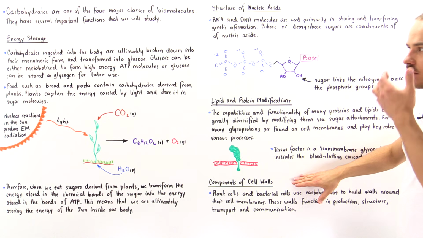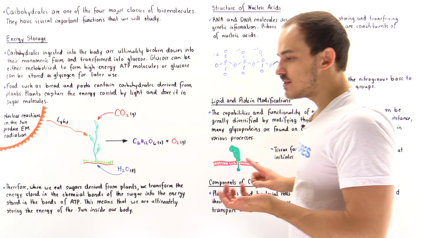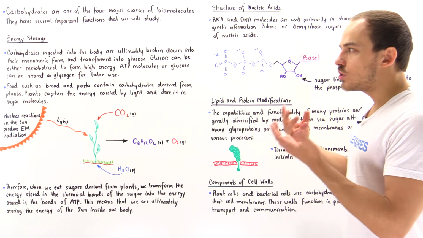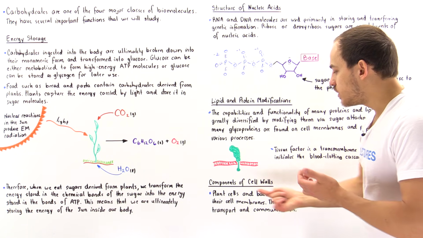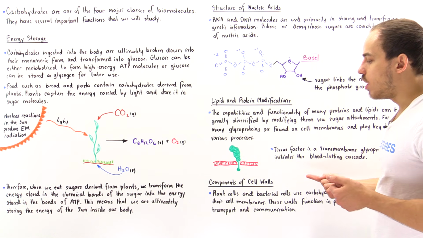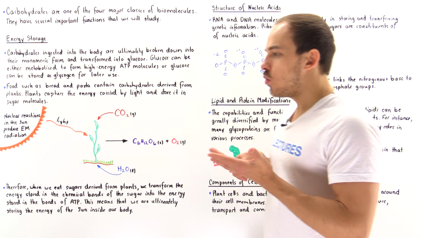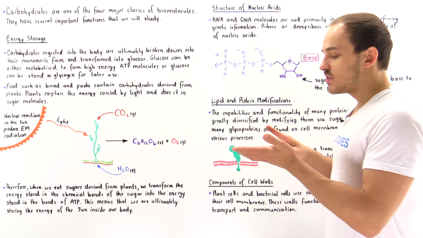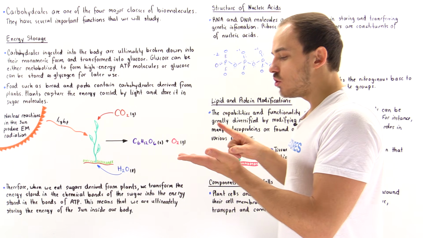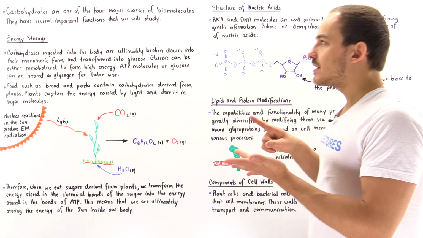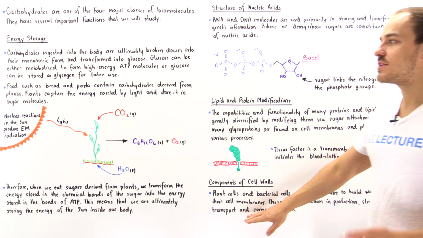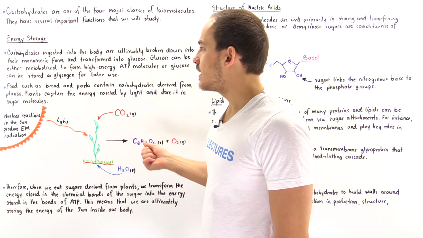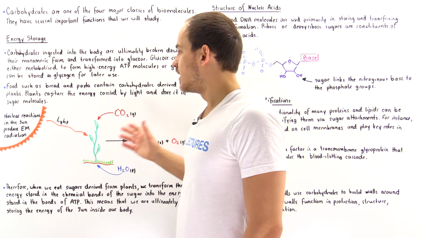Now, the final thing I'd like to mention about sugar molecules is that in plants as well as in bacterial cells, sugars are components of cell walls. And cell walls are very important because they serve a very important function. They protect the cell, they give the cell structure, and they act in communication and also in transport. And we'll discuss this in much more detail when we focus on plants and the process of photosynthesis.